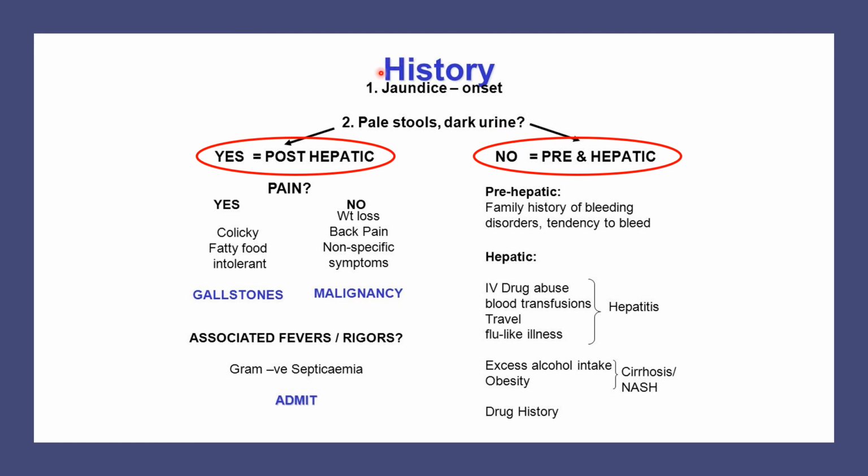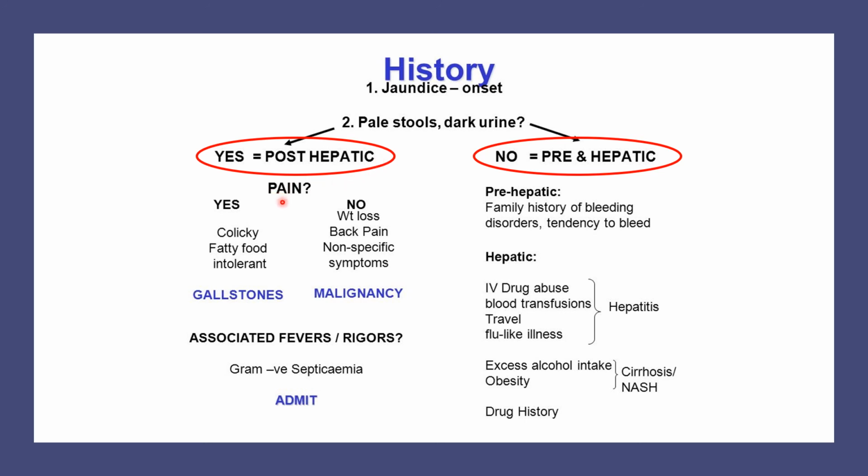Finally, this is a flow chart to show you how you go about managing this patient. From the history and physical examination, you can identify a jaundice patient here. Then if their stools are pale and the urine is dark, then most probably it is a post-hepatic obstruction.